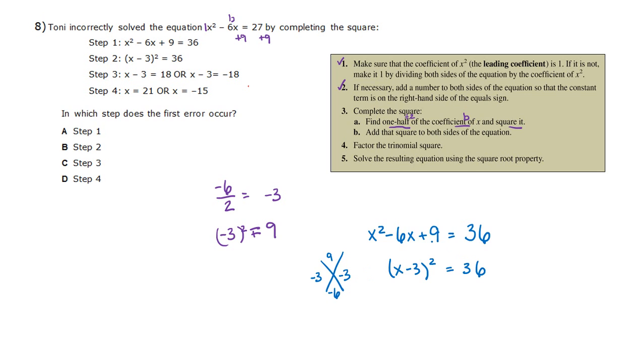Okay, now before I keep moving on, let's see if they did step 1 right. So step 1 is this right here. Yes, they did that right. Step 2 is this right here. Yes, they did that right. So okay, that means we have a different mistake. Now next, we want to take the square root of both sides here, kind of like we did on our first question.